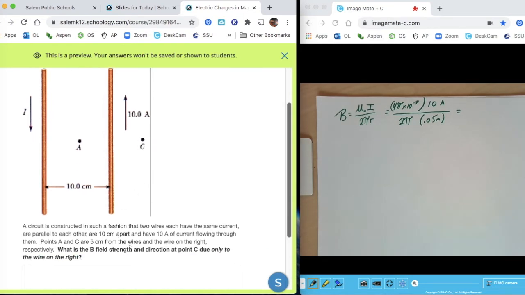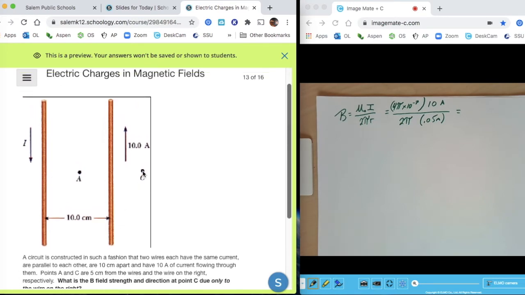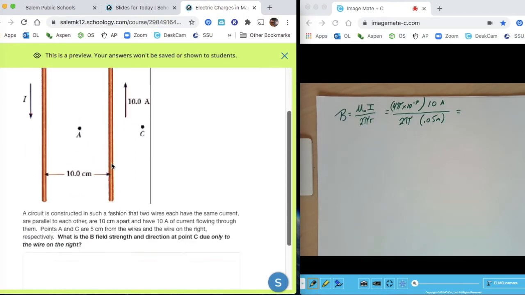The B field strength and direction at point C due to only the wire on the right. Okay, and what's the direction? Is it into the page or out of the page? Use your right hand, put your thumb in the direction of the current, and wrap your fingers around this wire. You're going to see that the B field over here is either into or out of the page. And I want you to tell me. That'll give you the answer to this one, 13.